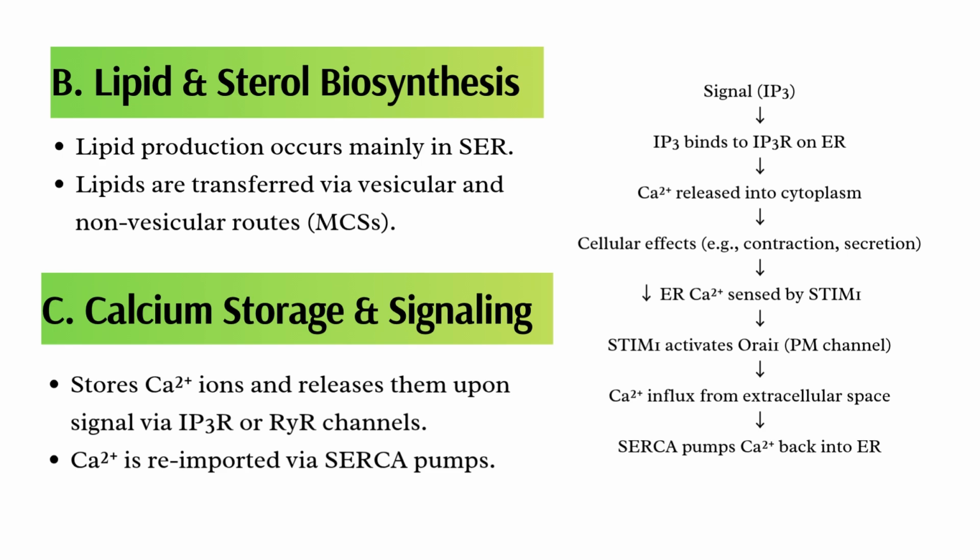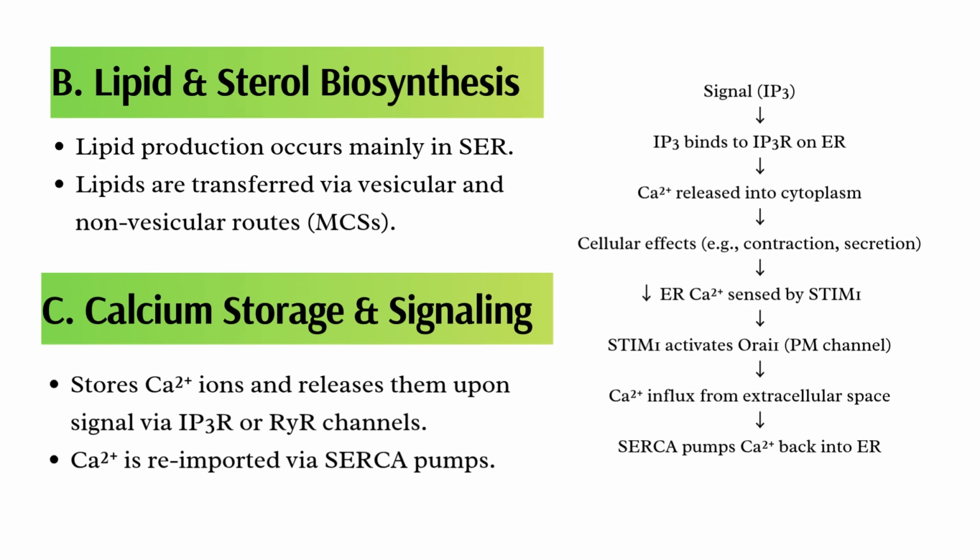Let's walk through one of the most elegant cellular communication systems, calcium signaling via the ER. It all kicks off with a signal, like a hormone or neurotransmitter, binding to a receptor, which produces IP3, a small molecular messenger. IP3 travels to the endoplasmic reticulum and binds to the IP3 receptor on its membrane like a switch. When this opens, calcium channels allow calcium ions to flood into the cytoplasm. This surge of calcium sparks various cellular actions, from muscle contraction to enzyme secretion.